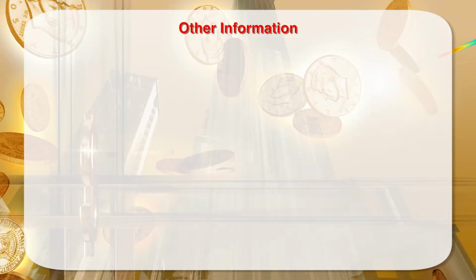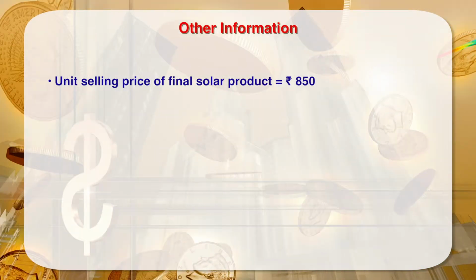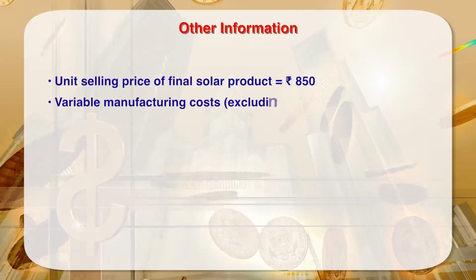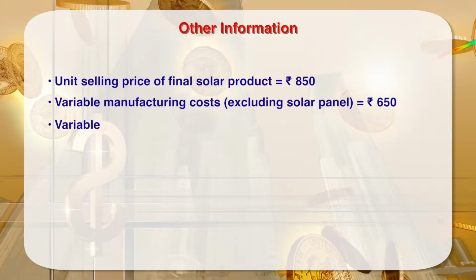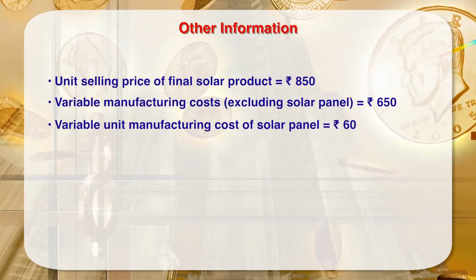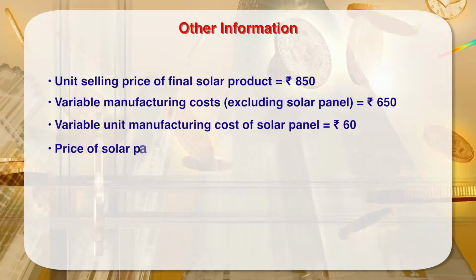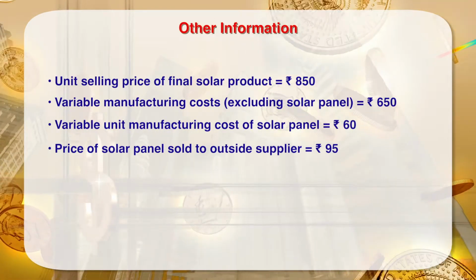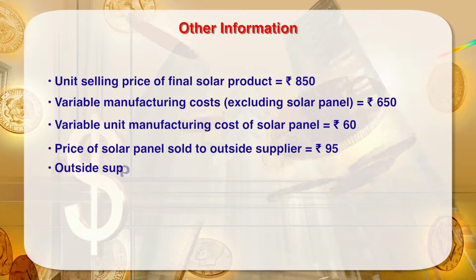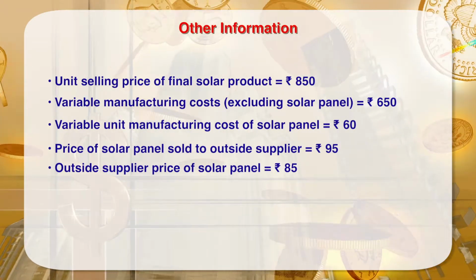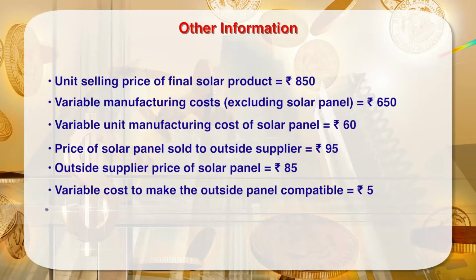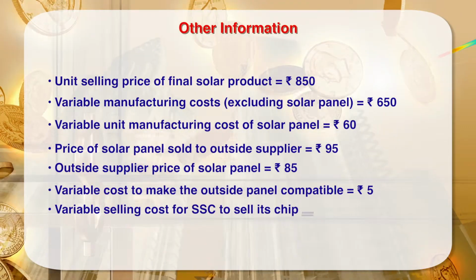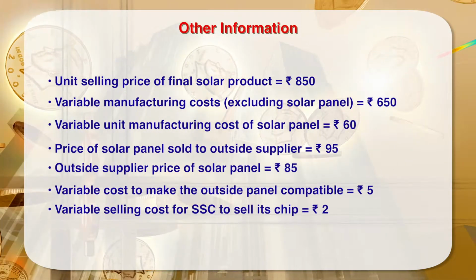There is other information. The unit selling price of the final solar product is rupees 850. Variable manufacturing cost excluding the solar panel is rupees 650. Variable unit manufacturing cost of the solar panel is rupees 60. The price of the solar panel sold to an outside supplier is rupees 95. The outside supplier price of the solar panel is rupees 85. The variable cost to make the outside panel compatible is rupees 5. The variable selling cost for the company to sell its chip is rupees 2.